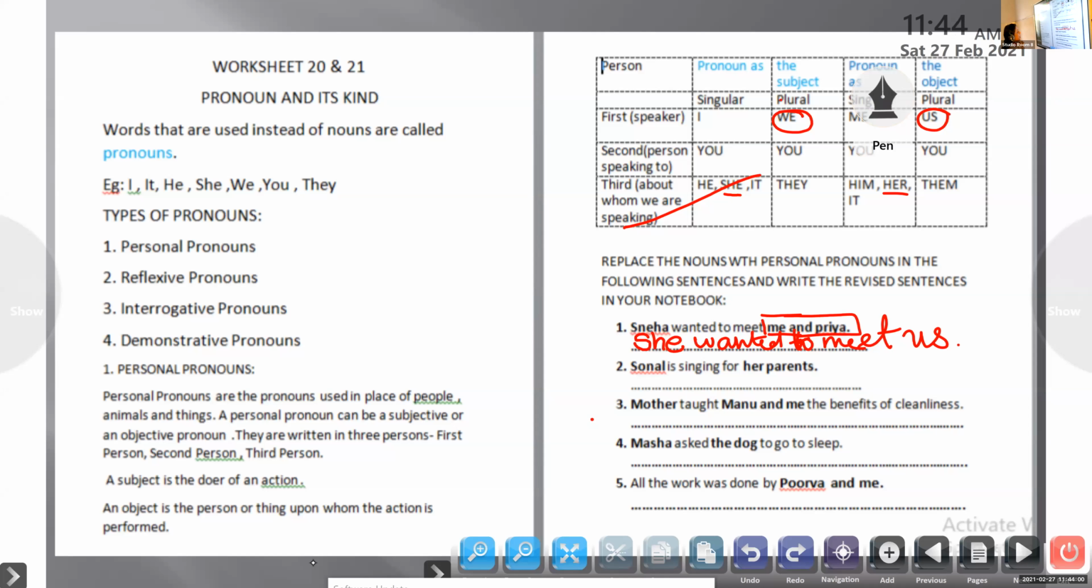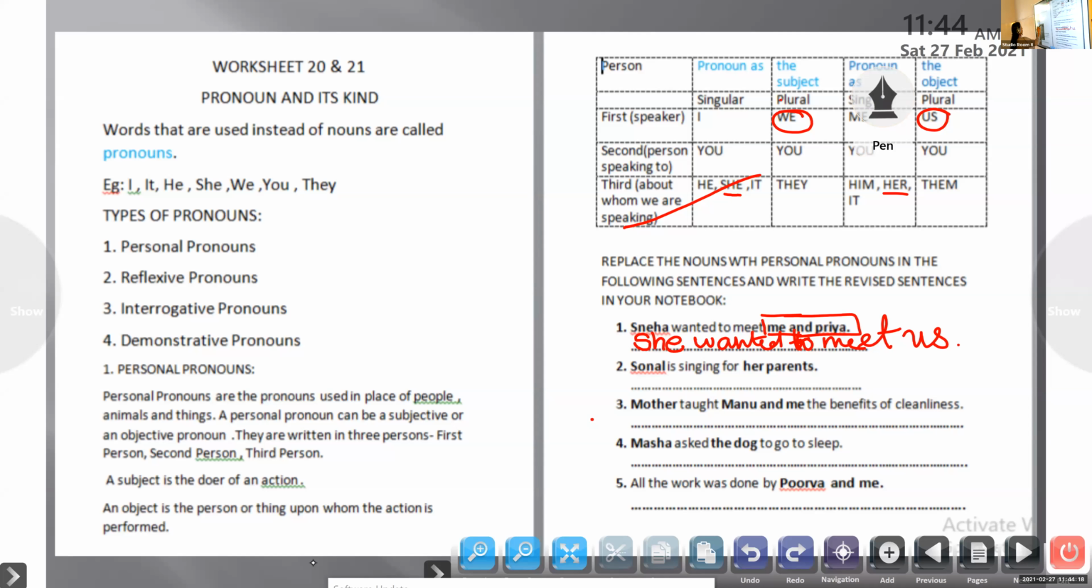So when you replace the nouns with the personal pronouns, just go through the table very well. Pronouns as subject and pronouns as object. Singular and plural is given, singular and plural. Go through this table very well, only then it will help you to do this exercise very well. Okay. So we'll do one more.